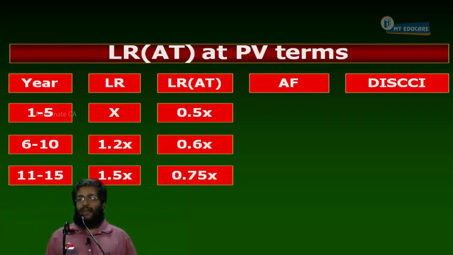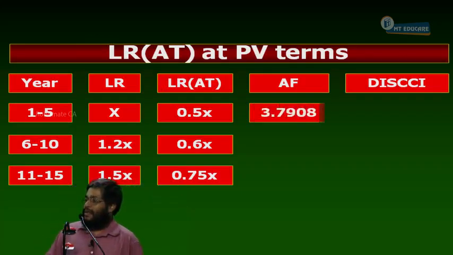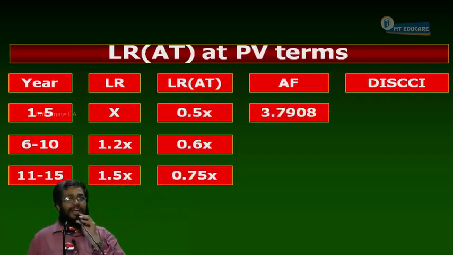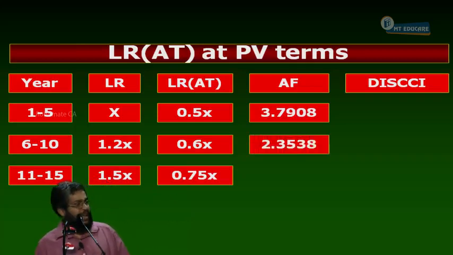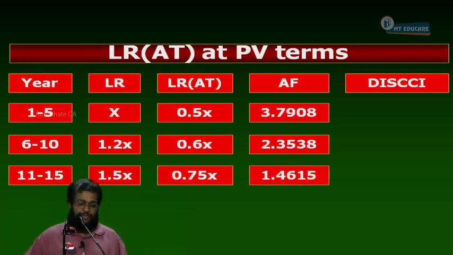For years 1 to 5, the annuity factor: 1 divided by 1.10 is equal to, 5 times plus grand total. Everybody do it and tell me the number. 3.7908. So what is 6 to 10? The 10 years annuity factor minus the 5 years annuity factor: 1 divided by 1.10 is equal to, 10 times, minus 3.7908. What is the number? 2.3538. For 11 to 15, the 15 years annuity factor minus 10 years. What is the number here? 1.4615.